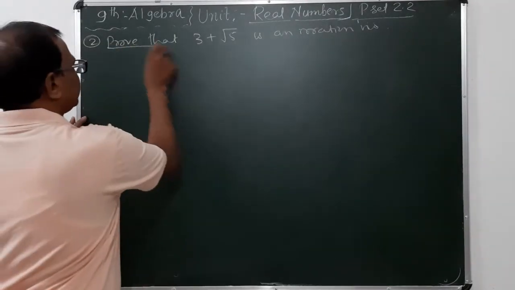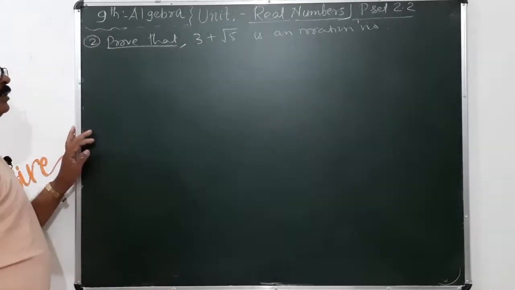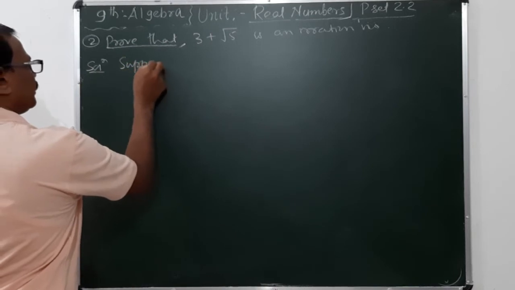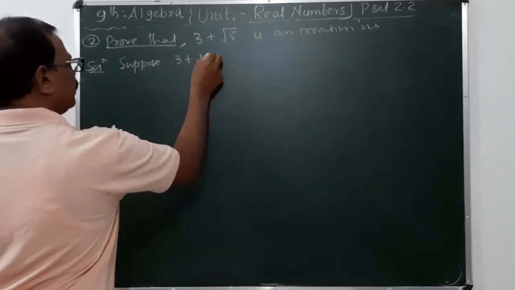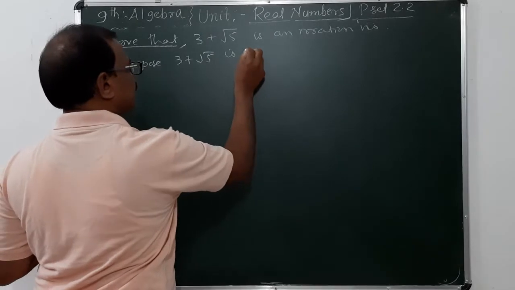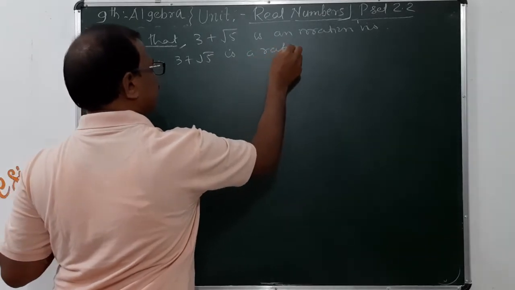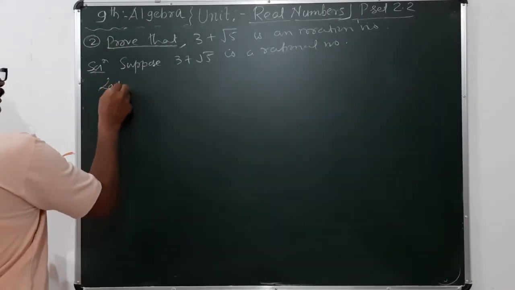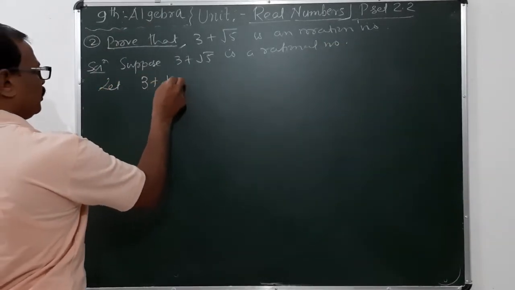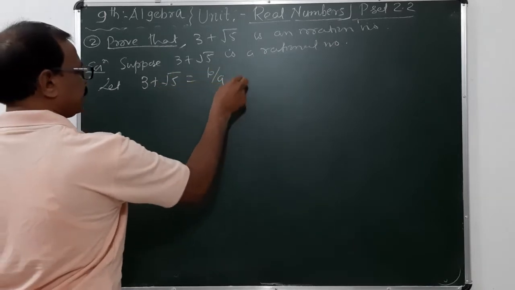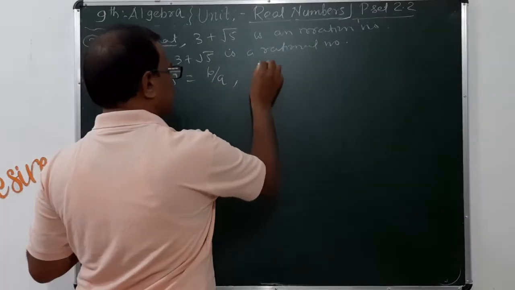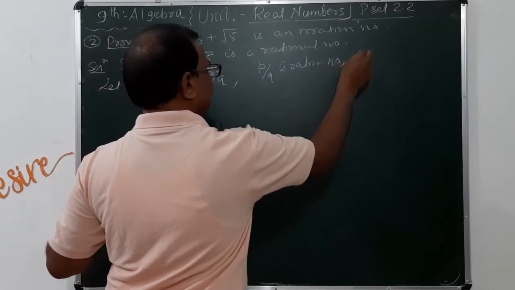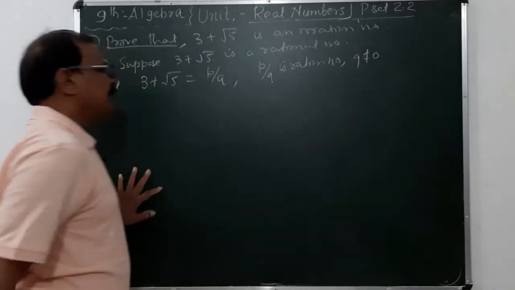Example: prove that 3 plus root 5 is an irrational number. Solution. Suppose 3 plus root 5 is a rational number. Let 3 plus root 5 be equal to p by q, where p by q is a rational number, so that q is not equal to 0 here.